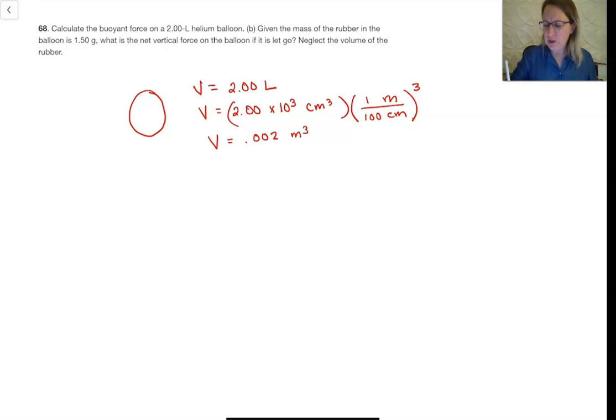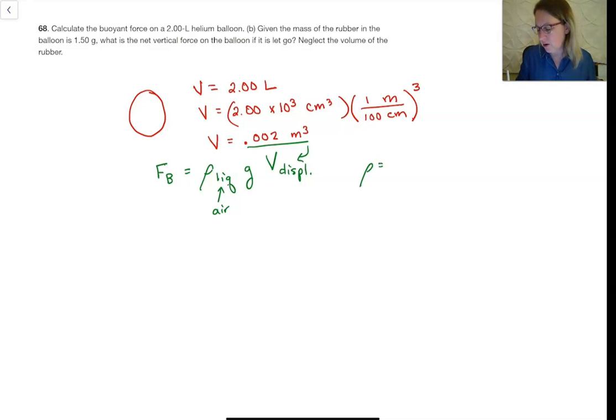To find the buoyant force, we're saying that this is in air. So the buoyant force is going to be the density of the liquid, in this case air, times g, times the volume that's displaced. So we found the volume that's displaced, this 0.002. And we just need to look up the density of air. If we look in our table, that is 1.29 kilograms per meter cubed.